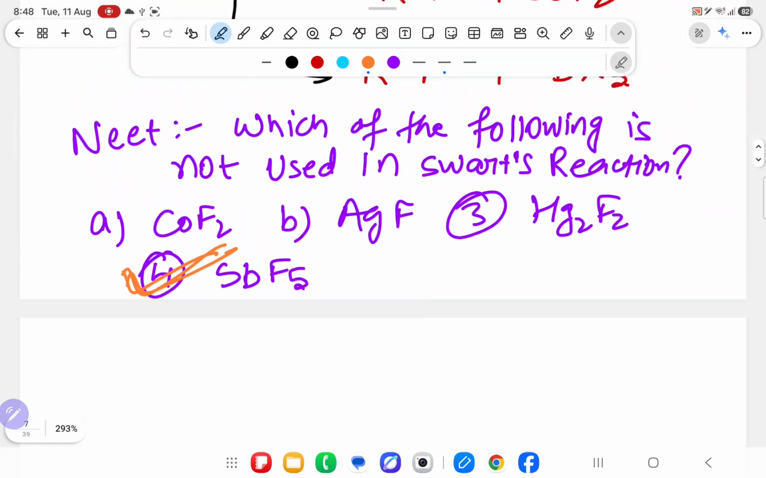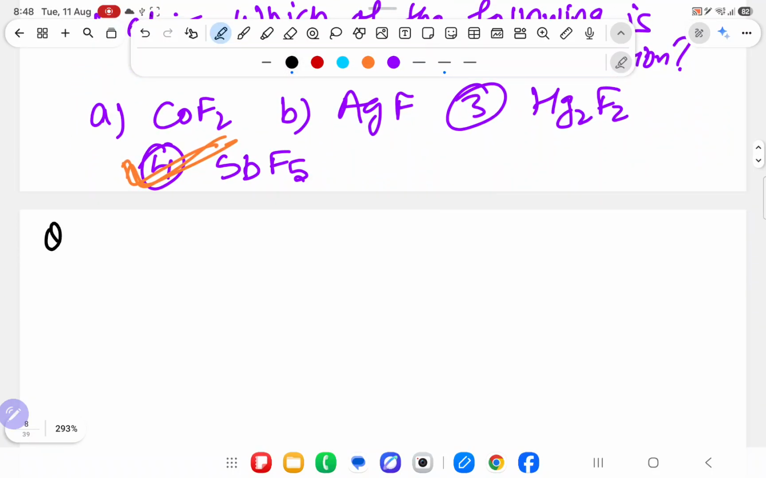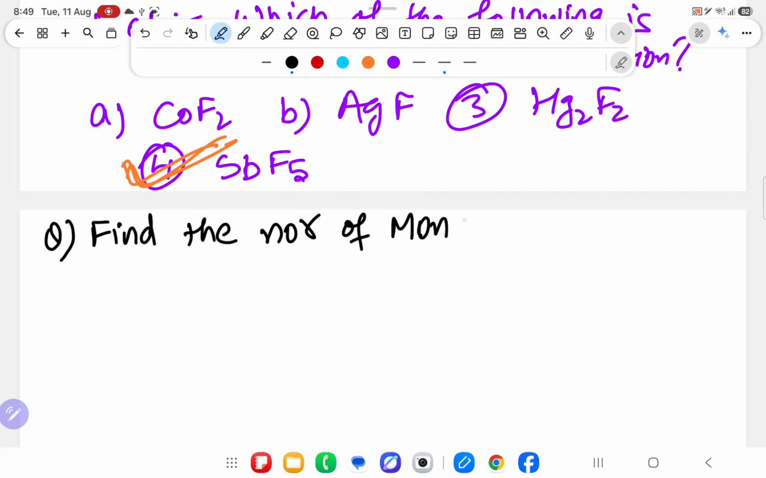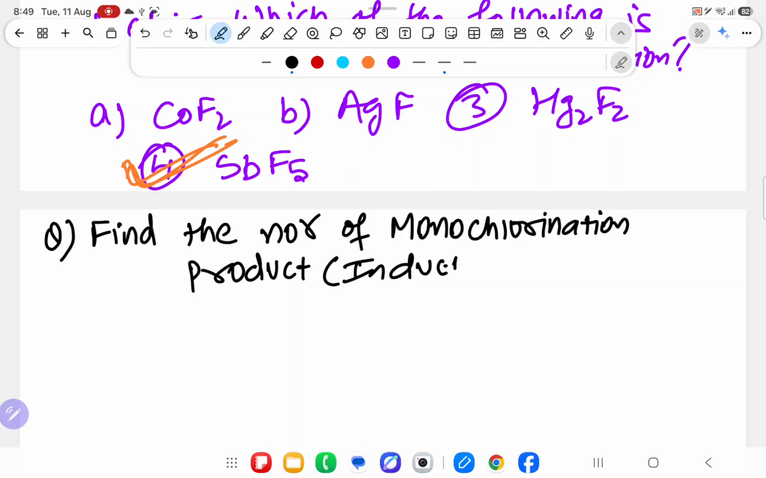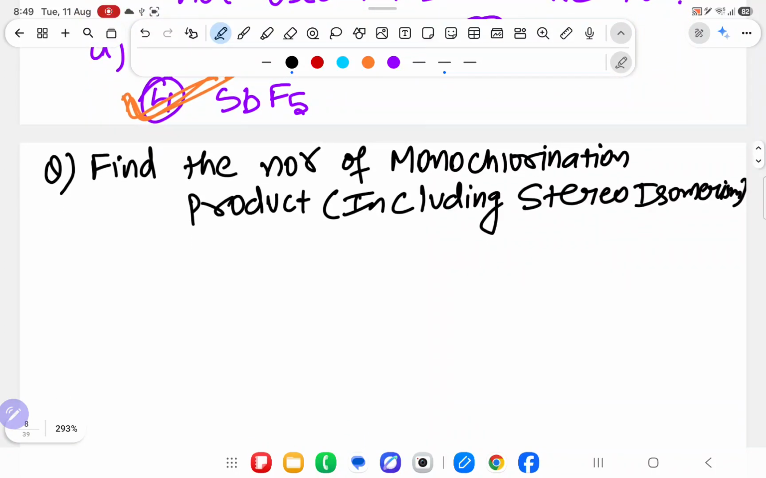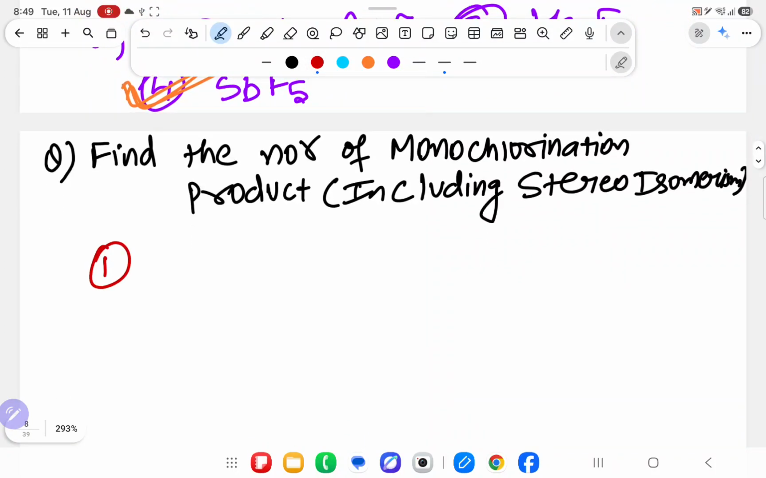Now over here, suppose some different type of question is coming in the exam. They will ask, find the number of monochlorination products including stereoisomerism. So what you will do, first question, first compound reacting with Cl2 in presence of H mu.